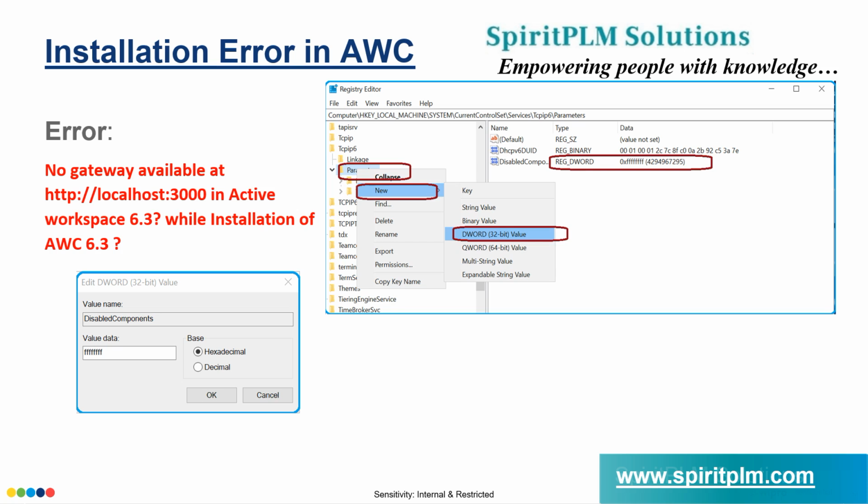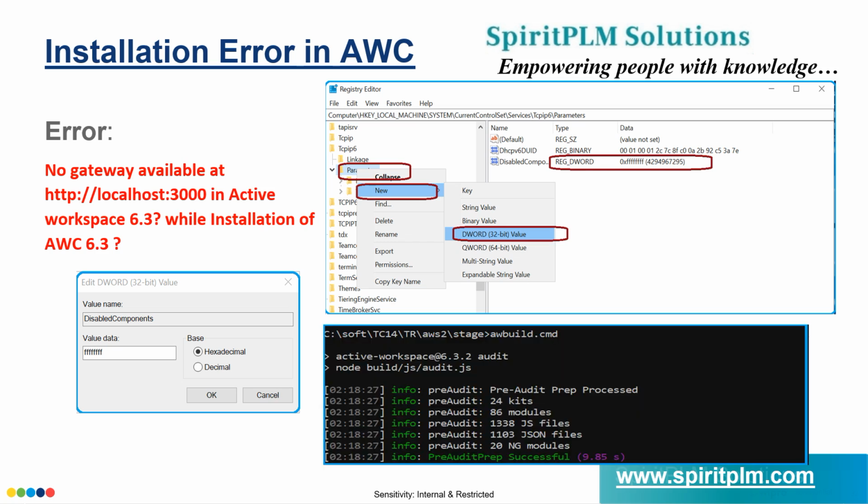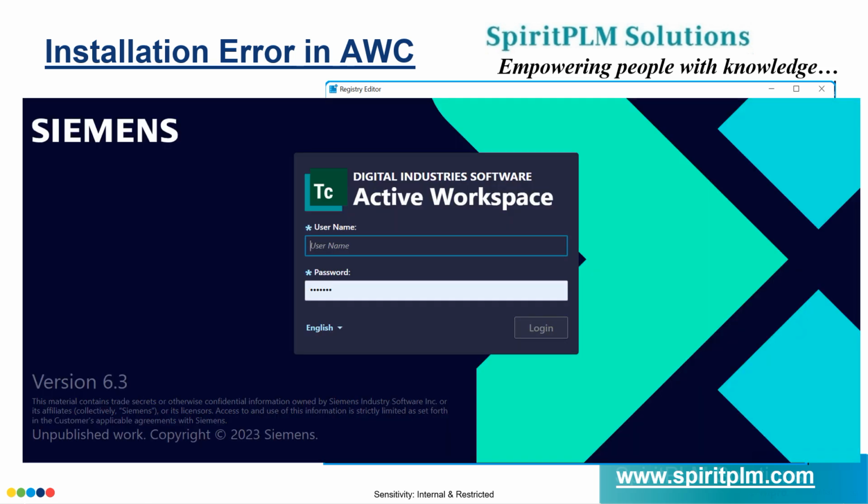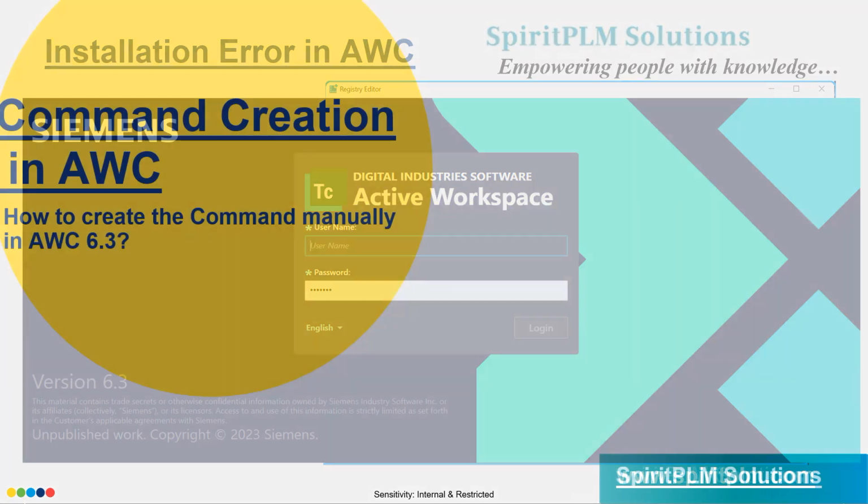So at that time, if you have to add it there, you have to click on OK. After that, you have to build using the command called awbuild.cmd, and according to that it will solve such a problem, and then you can log into ActiveWorkspace 6.3. Okay, so this is a process. Using that you can solve the error.